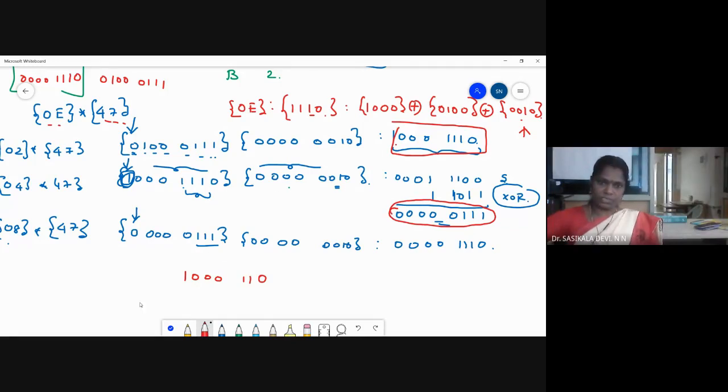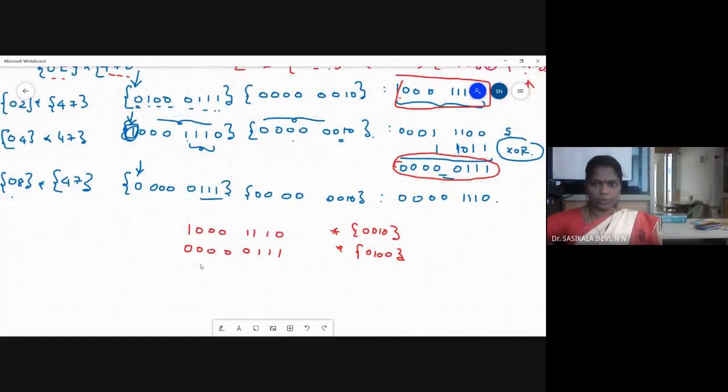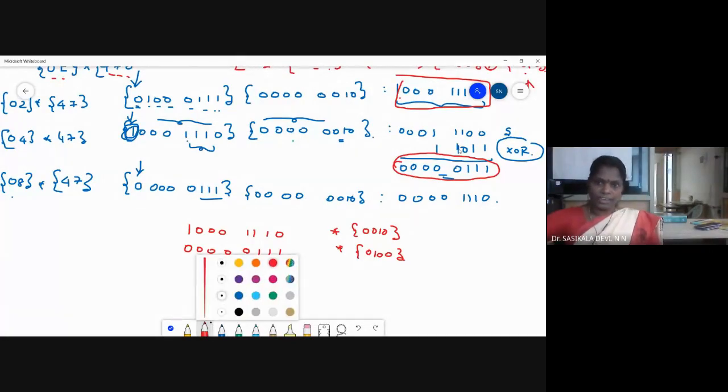Multiplication by 4 is 0, 0, 0, 0, 0, 1, 1. Okay, that correctly. So this is triple 1, 0, and this is 0, triple 1. So this is multiplication by 0, 0, 1, 0, and this is multiplication by 0, 1, 0, 0. Now we have to add the final element, that is multiplication by 8.